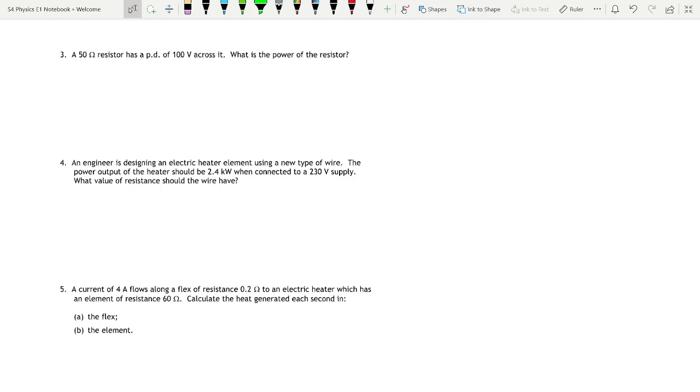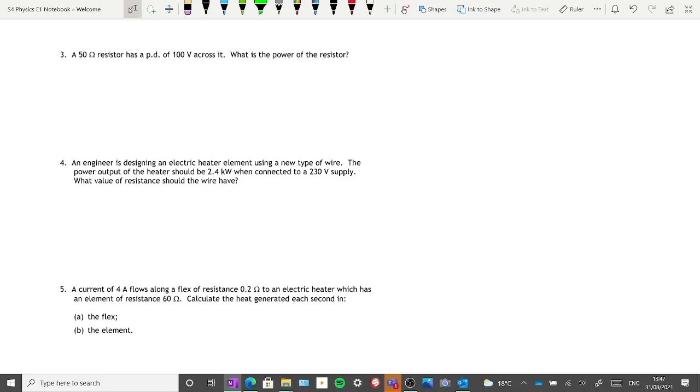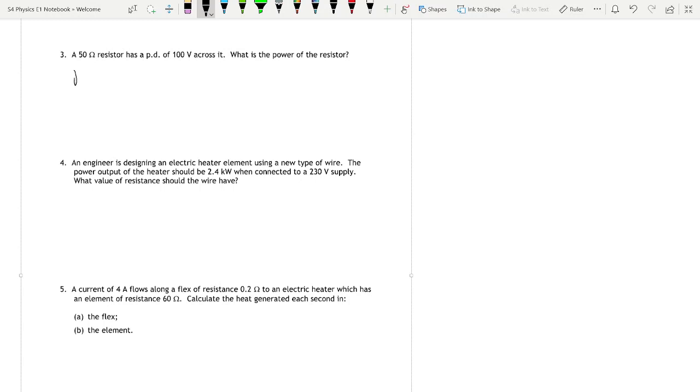A 50 ohm resistor has a potential difference of 100 volts across it. What is the power of the resistor? So we're told the resistance equals 50 ohms. The voltage is 100 volts. And we want to know the power.